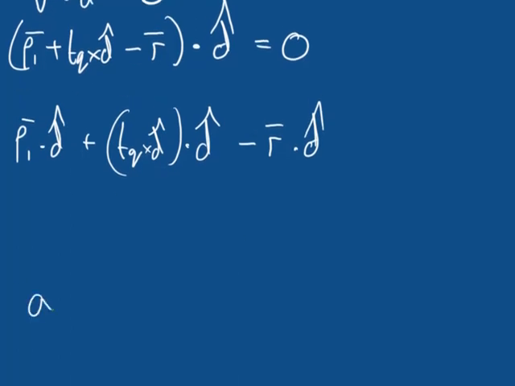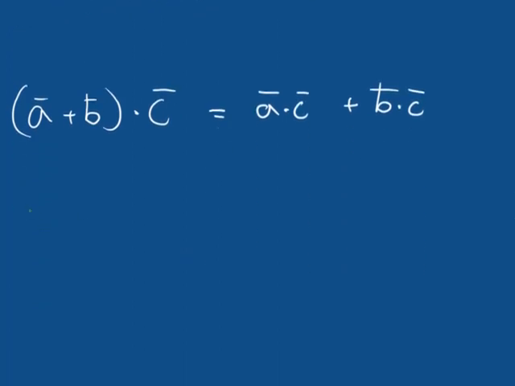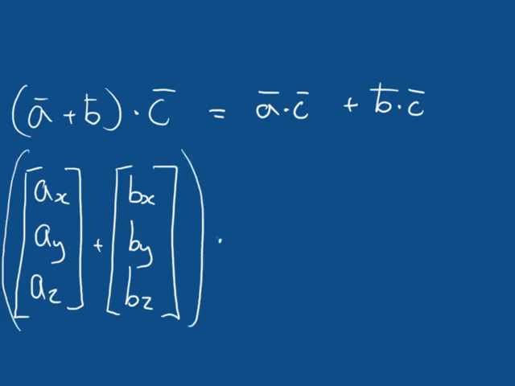So if I had a plus b dotted with c, since we didn't cover this when we looked at the dot product, I can write this as a dot c plus b dot c. Now why can I write this like this? Well, let's say I was dealing with a vector a that's equal to ax, ay, and az, plus a vector b that's equal to bx, by, and bz, and I'm dotting them with a vector c, which is equal to cx, cy, and cz.